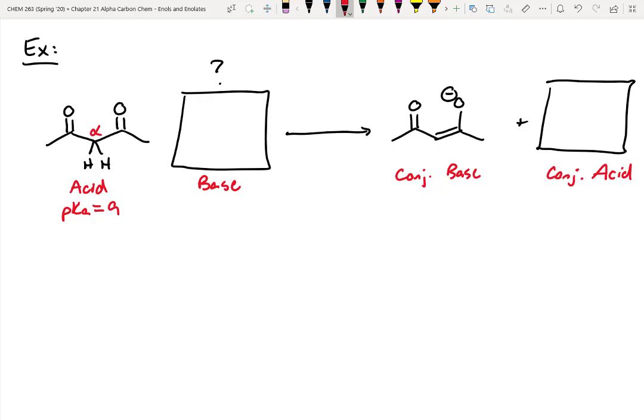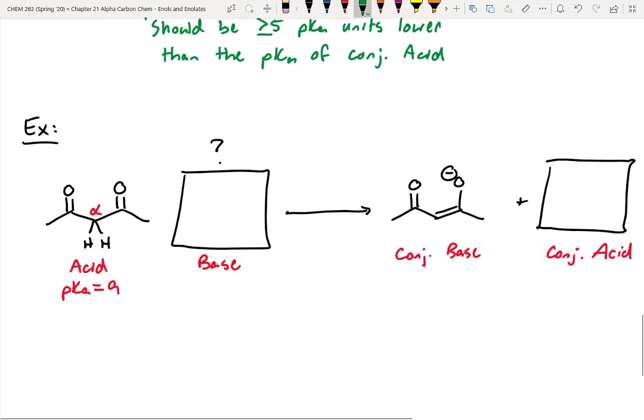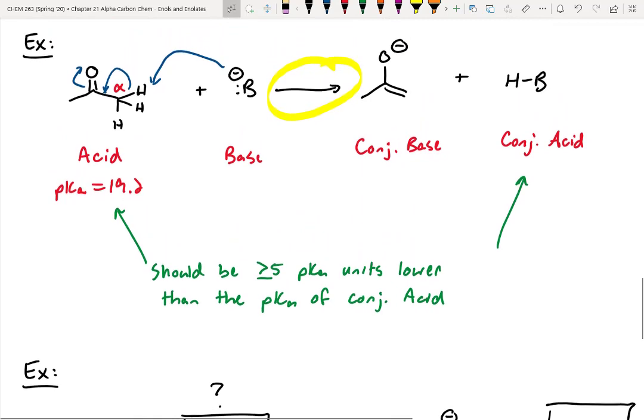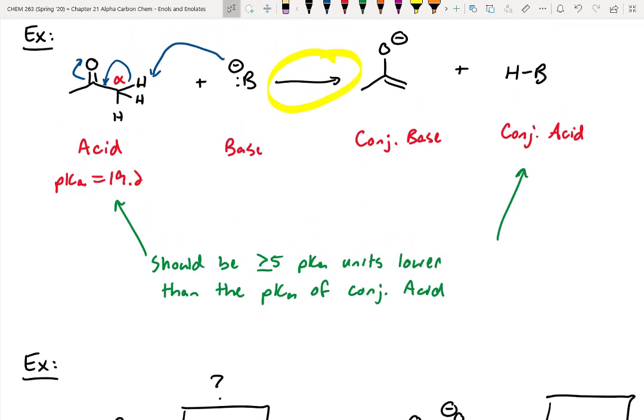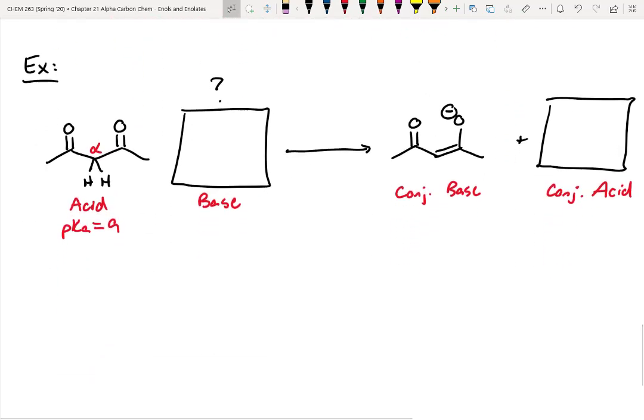All right, so if we think about this, up here, if we scroll up, I said that the pKa of our conjugate acid should be 5 higher, or conversely, the pKa of our original acid should be 5 lower at a minimum. So it should have a pKa that is greater than or equal to 14 for our conjugate acid. Then we could start looking around and ask, what conjugate acids of generic bases have a pKa of greater than 14?